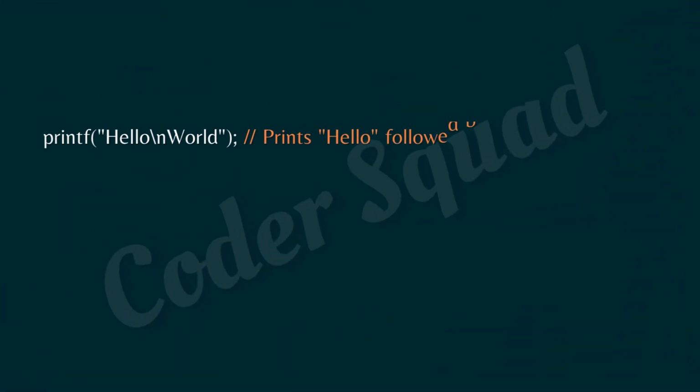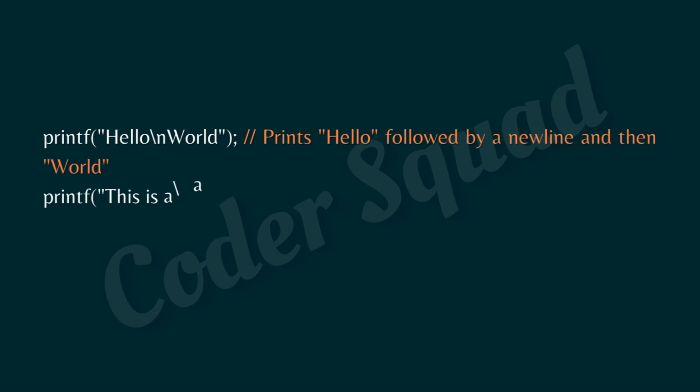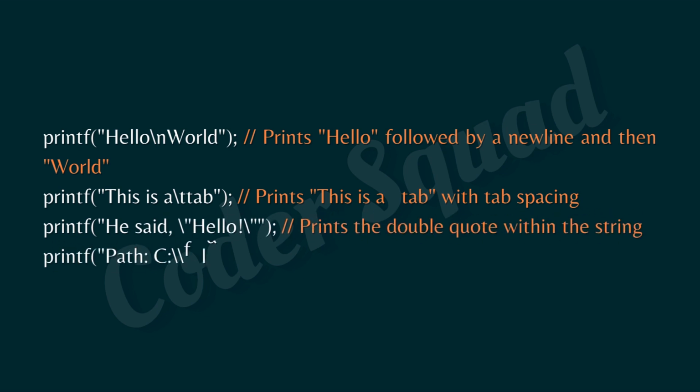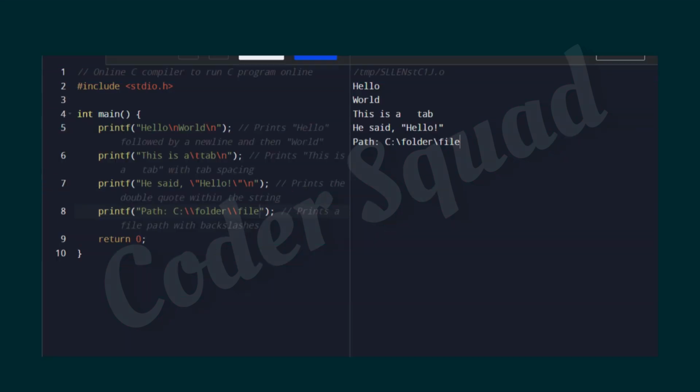Escape sequences can be used within double-quoted strings to insert special characters. For example, printf("hello \n world") prints hello, followed by a new line, and then world. printf("this is a \t tab") prints this is a tab with tab spacing. printf("he said, \"hello\"") prints the double quote within the string. printf("path: C:\\folder\\file") prints a file path with backslashes.